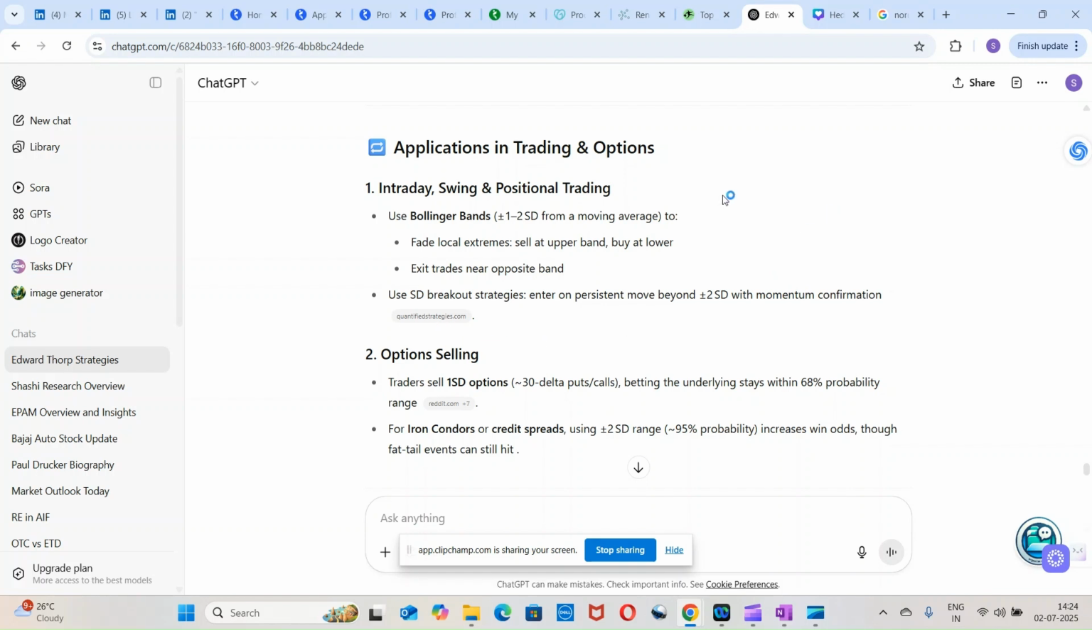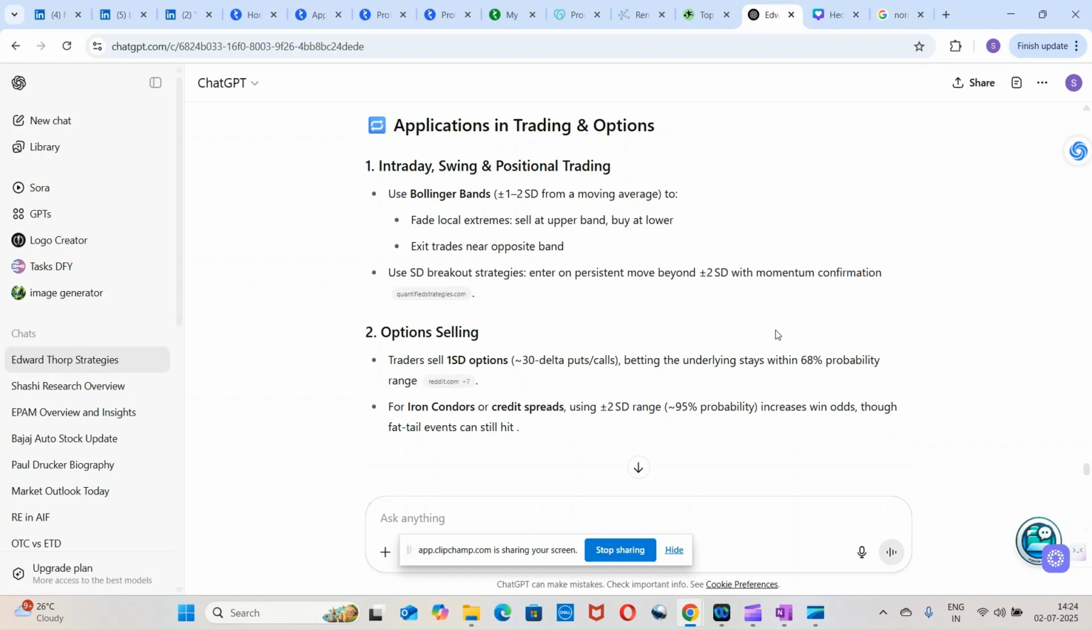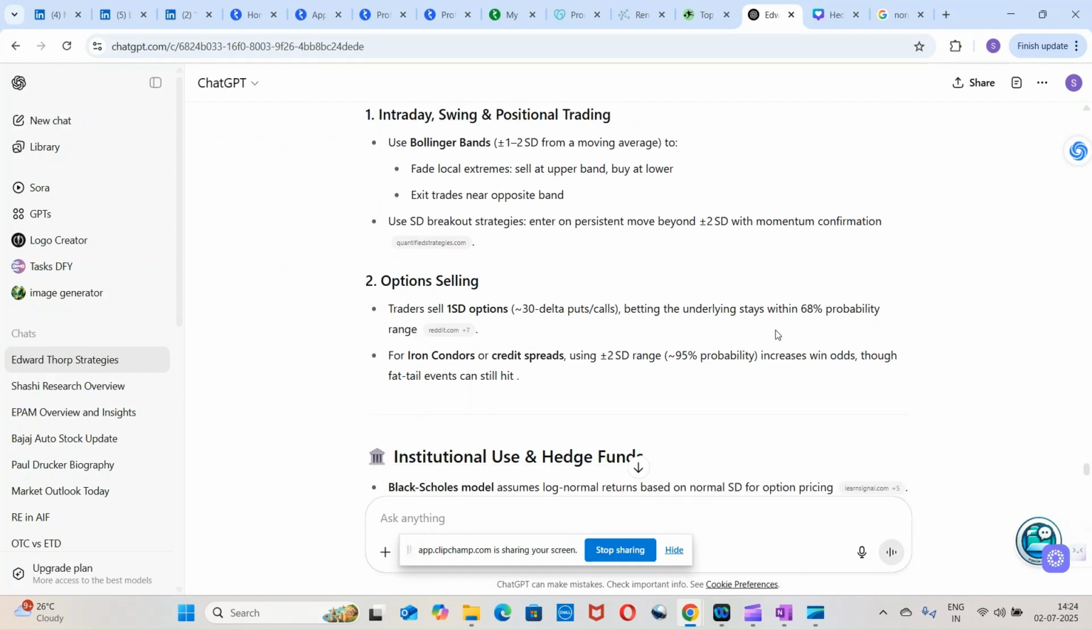If the price has broken the 2 SD, then you look for momentum confirmation like RSI. Based on that, you could take a breakout trade of 2 SD also. So that's how we can use this normal distribution for intraday, swing and positional trading.